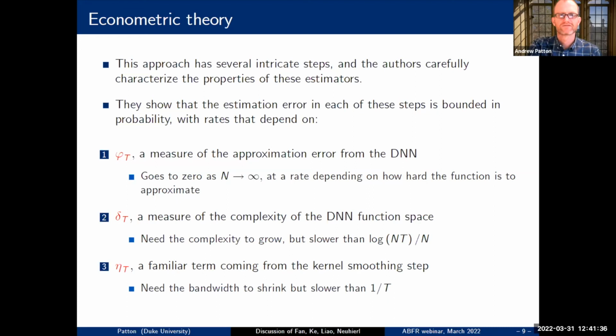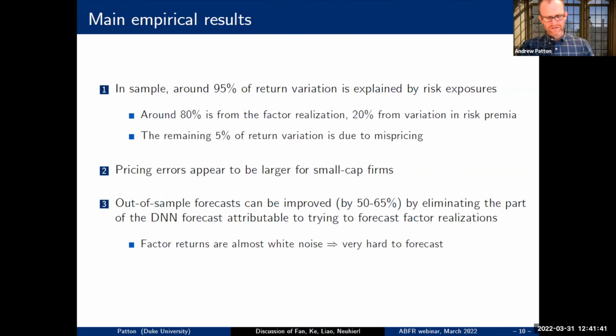And the empirical results, and this is the last slide, and then I'll talk about some questions. So to me, the headline takeaway empirically from this paper is that around 95% of the return variation is explained by the risk exposures. And amongst that, 80% is from the realized factor, the realization of the factor return, which is unpredictable, as Jianqing was saying, this thing is roughly white noise, and 20% is coming from predictable variation in the risk premium. And then there's that little bit of 5%. Well, it's not little, 5% left over coming from mispricing.